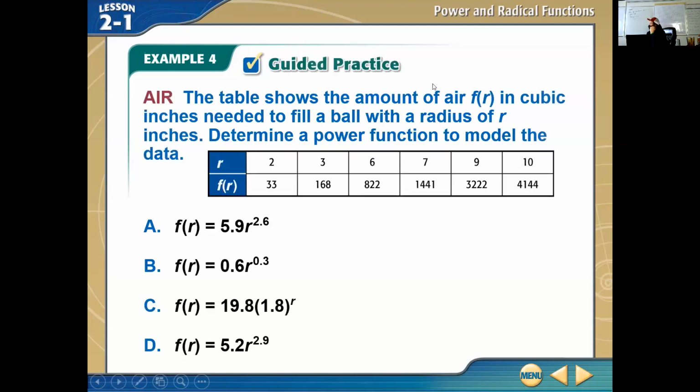So here, this would require us to do a power regression again. Looking at this, we would enter R into L1 and we would enter F of R into L2. We do that by clicking on Stat, Edit, enter L1, enter L2. Okay, then we'd click Stat again, go to Calc, and go to power regression.